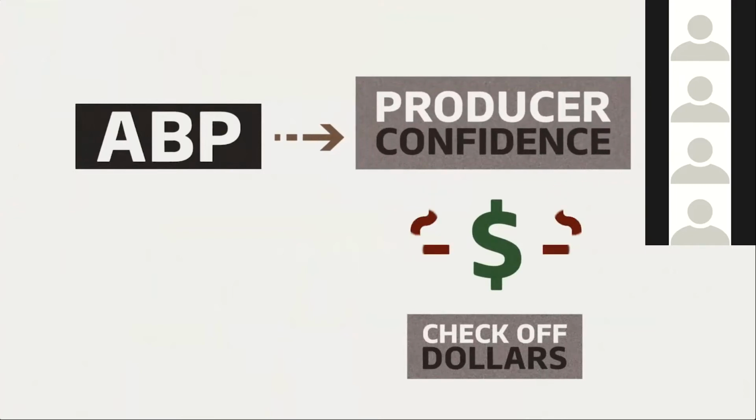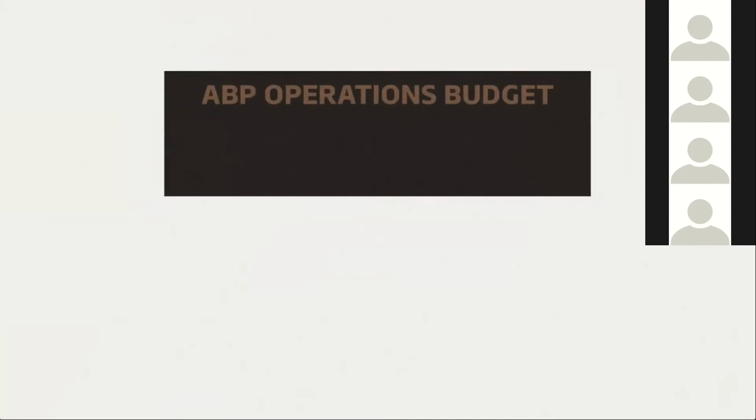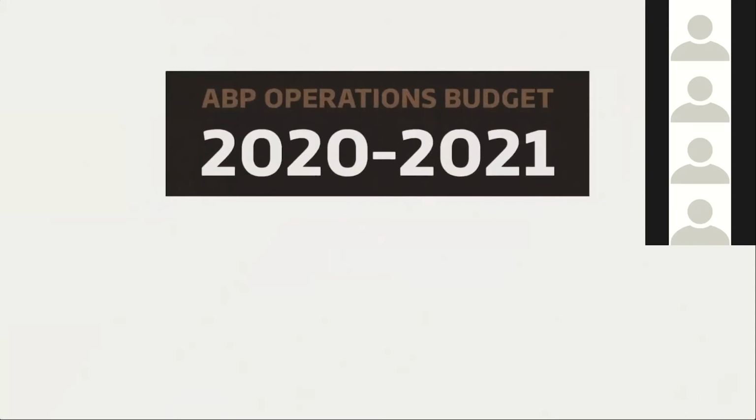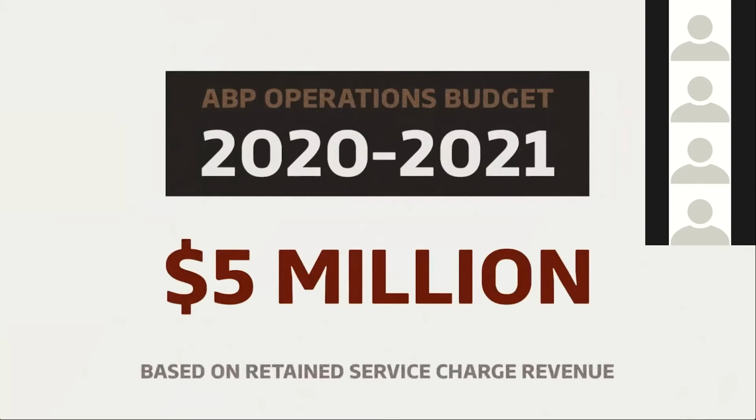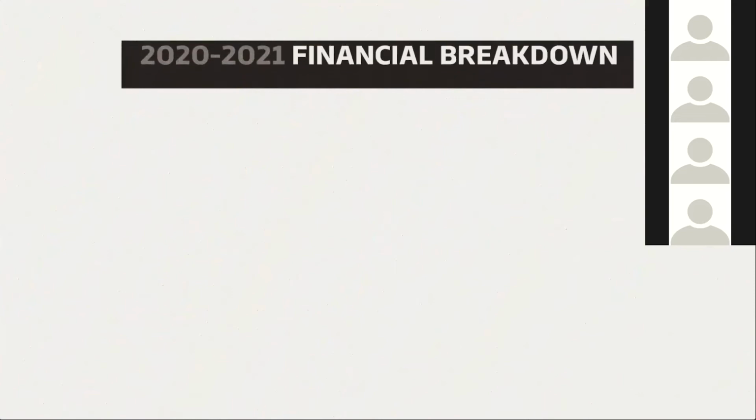The ABP operations budget for the 2021 year is in the annual report. The ABP board has allocated $5 million for operations based on retained service charge revenue from the prior year and allocations from unrestricted net assets. The operations budget has been allocated as follows.